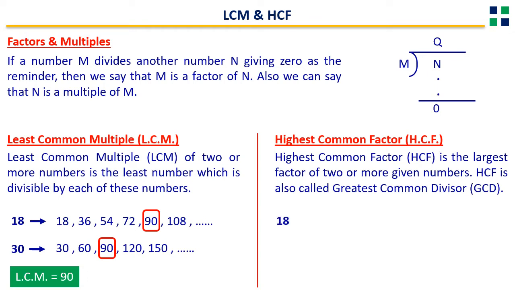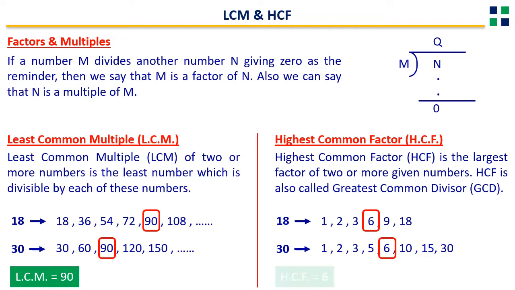Let us say 18. What are the different factors of 18 which can divide 18? It is 1, 2, 3, 6, 9 and 18. For the number 30, the factors are 1, 2, 3, 5, 6, 10, 15 and 30. Now out of these factors, 1 is a common factor, 2 is a common factor, 3 is a common factor, also 6 is a common factor. Out of these common factors, the highest common factor is 6. So we can say that HCF of 18 and 30 is 6.